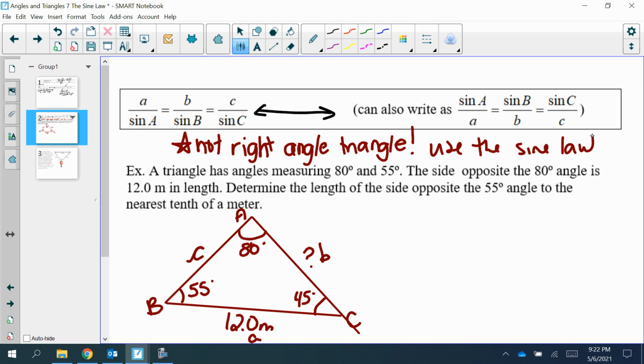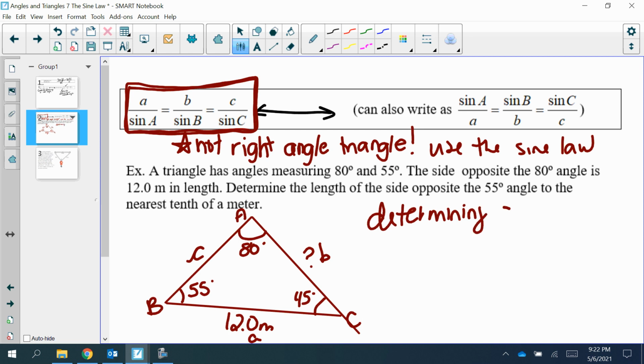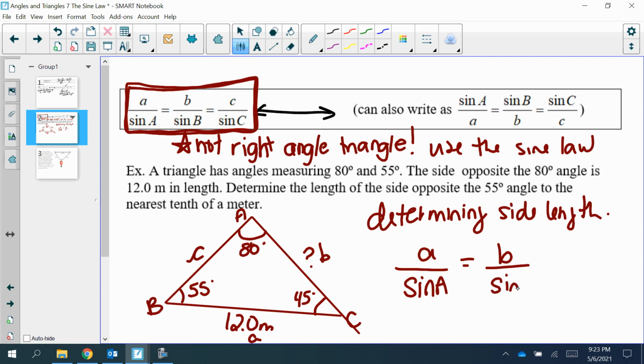And so just thinking about this, it's determining side length. So I know up above we said this is the form if we're determining a side length. That's the form that we want. And again, we don't need to deal with C. It's just asking us for side length B. So we're just going to use the first two portions of that. So A divided by the sine of angle A is equal to B divided by the sine of angle B. And again, we're looking for side length B.